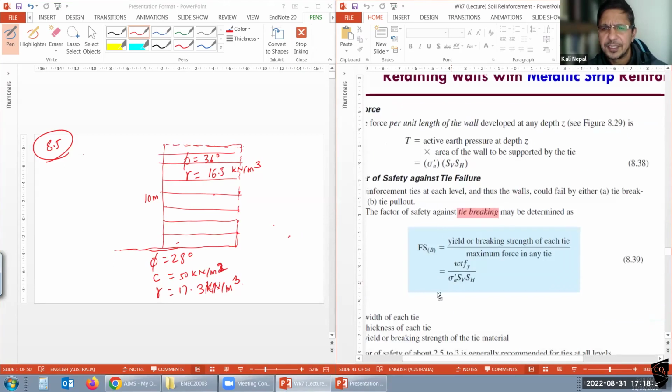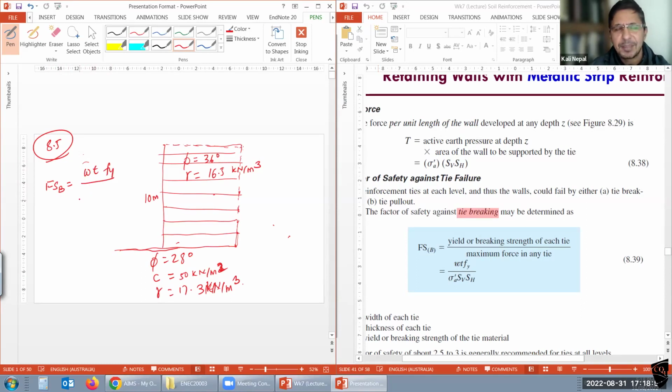Yeah, T here. You see? Can you copy this equation now at 0.39? Factor of safety of breaking equals the W T F Y divided by sigma A, right?